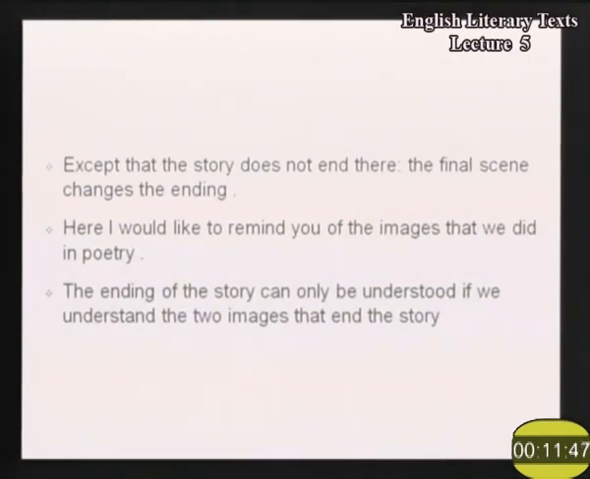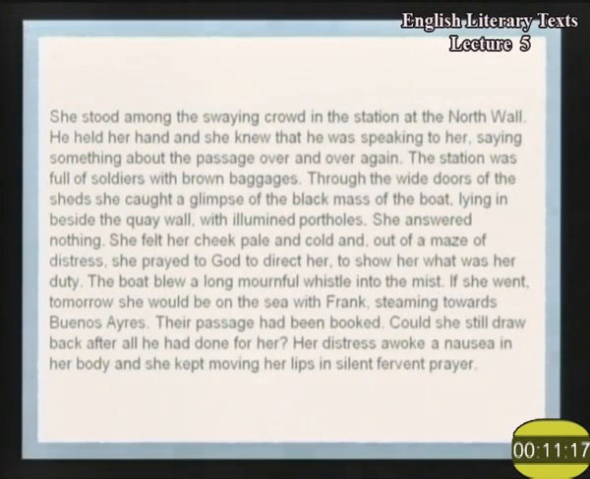If throughout the story Joyce has told us whether Evelyn is going to leave or not to leave through words and events, he tells us why she does not leave only through images. And it is for us, the readers, to decide what these images mean. The ending of the story can only be understood if we understand the two images that end the story. We're going to read them together and see how we can analyze them and how we can place them as a resolution to the conflict of Evelyn and as part of the structure of that story.